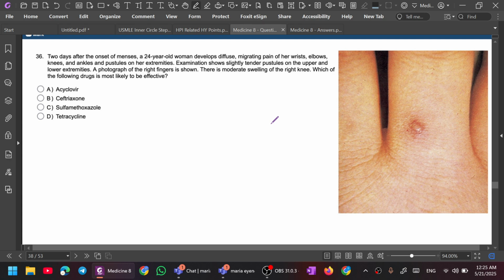Indomethacin and prednisone will be helpful in the treatment of gout, but will not help address tumor lysis syndrome and hyperuricemia. Okay. Next.